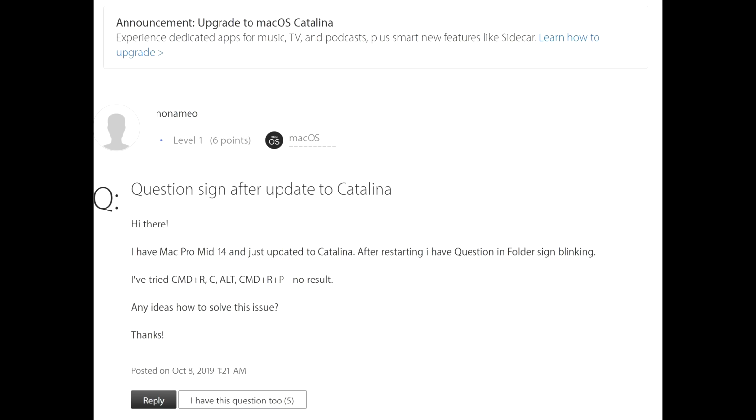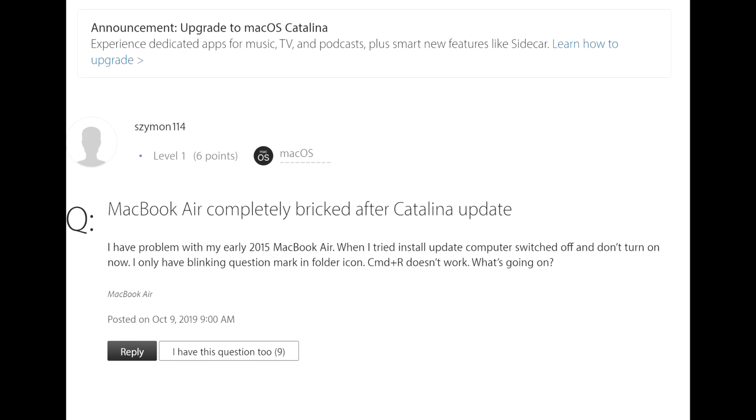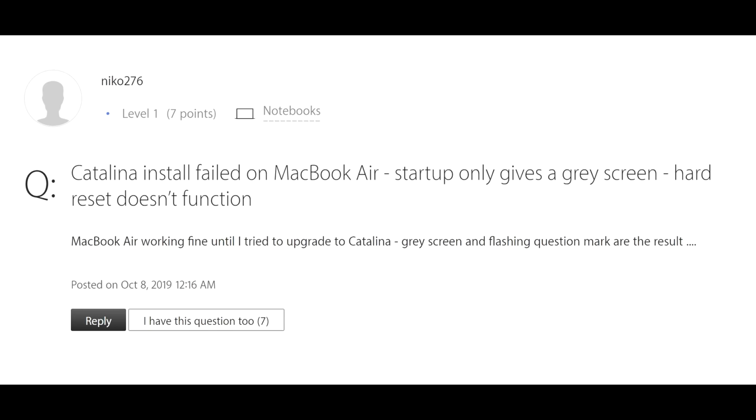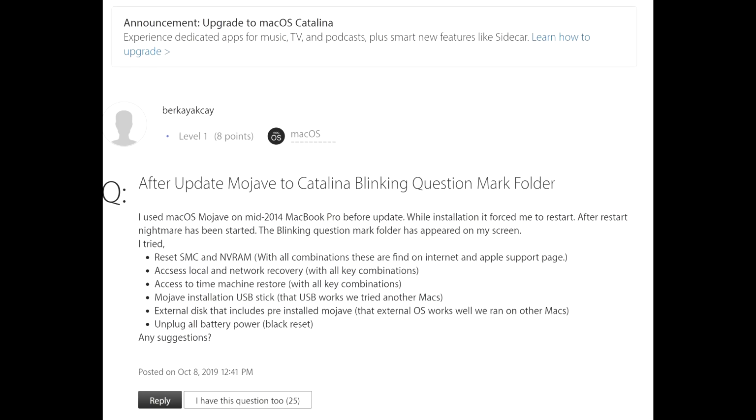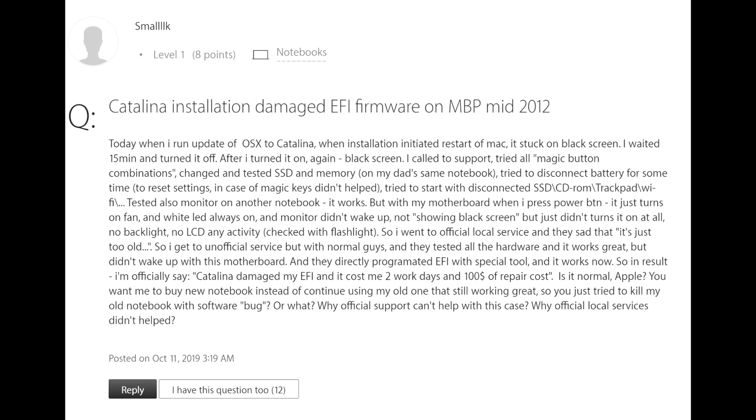Hey everybody. A lot of you have been reaching out to me and also posting on the Apple community support forums about issues since you upgraded to the new operating system, Catalina. Now, there's a couple of elements to this that I'd like to discuss.